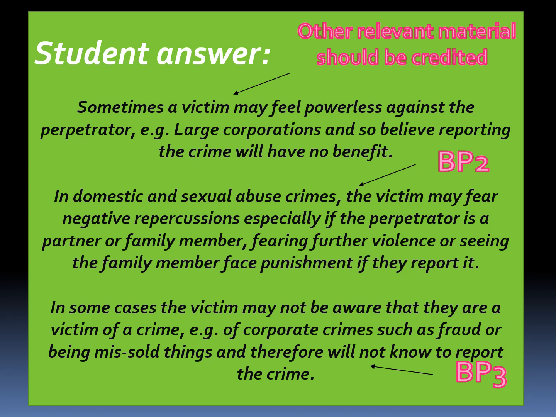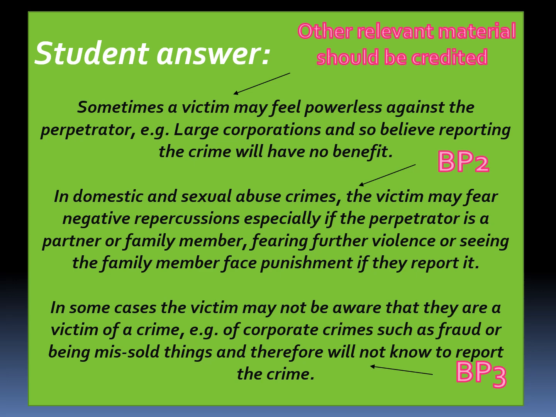Checking out the student answer, visually this student has given 3 clear reasons, each starting on a new line, and they've written just the right amount for that 6 marks. The first point given is actually not one of the bullet points on the mark scheme, e.g. a victim may feel powerless against a perpetrator, for example large corporations. However, the mark scheme does say other relevant material should be credited, and this is a real credible reason.